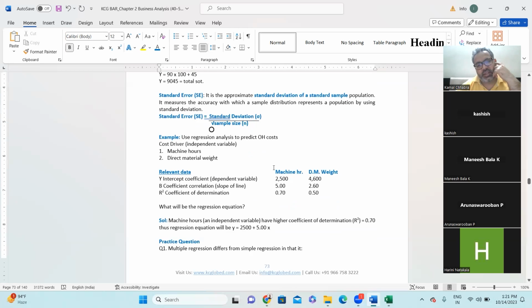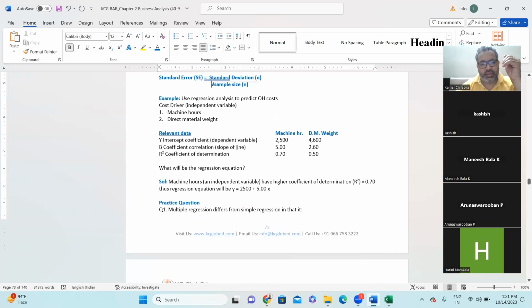Examples using regression analysis to predict the overhead cost. So let's do an example. I know it's theory, slightly boring and overwhelming, but just keep in mind the formulas and equations we have discussed in the theory, that at the end we need to apply into the respective example, right? So now we are doing examples. So now you'll be in a better position to correlate this theory with the illustration.